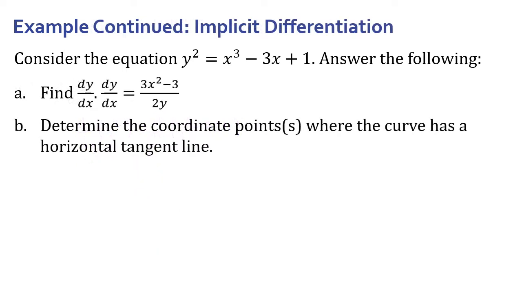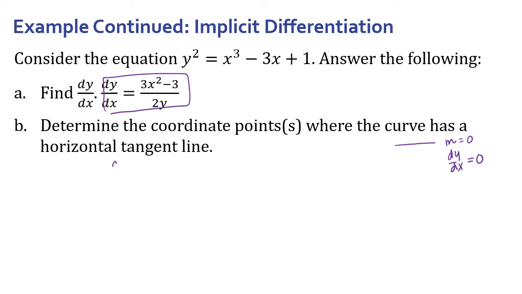Okay, so now if we're asked to determine the coordinate points where the curve has a horizontal tangent line. So horizontal tangent line, what's the slope of that? Well, that slope is going to be 0. So again, that derivative is the slope of the tangent. So we're looking for when that derivative is going to equal 0. So we found this as our equation for dy/dx. So we are looking for when this is 0.